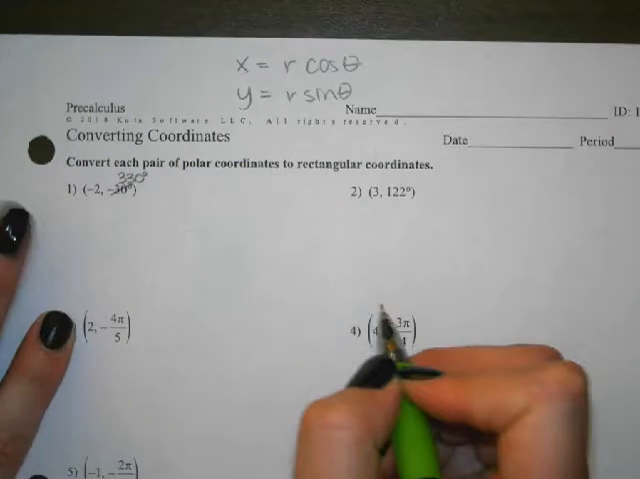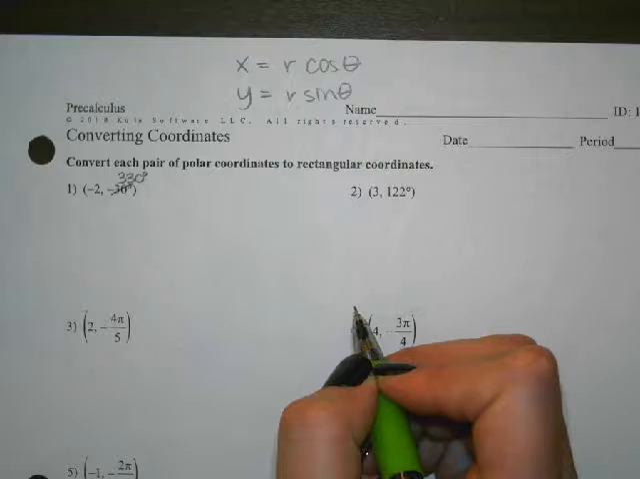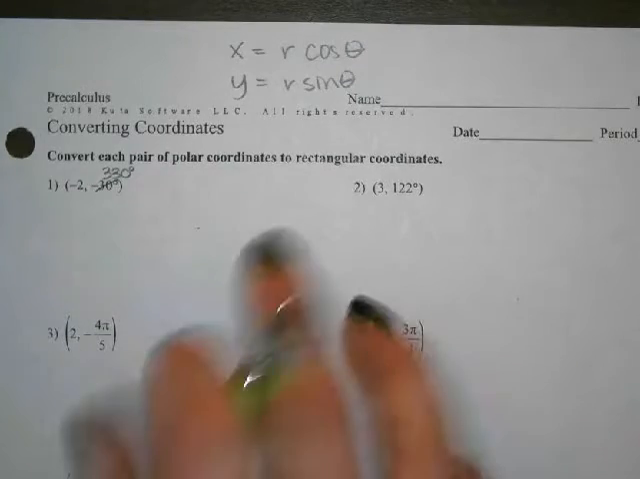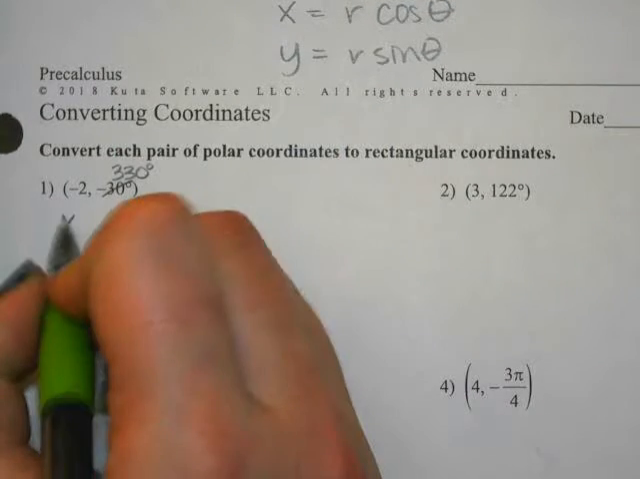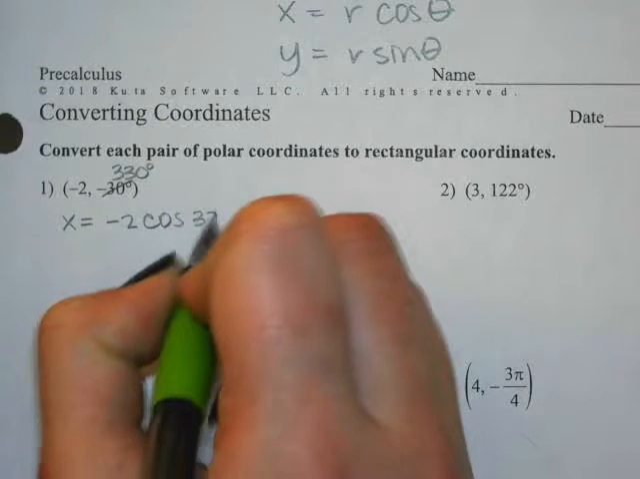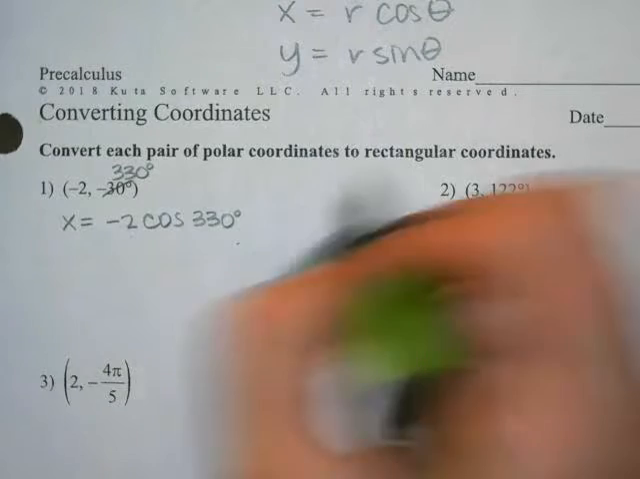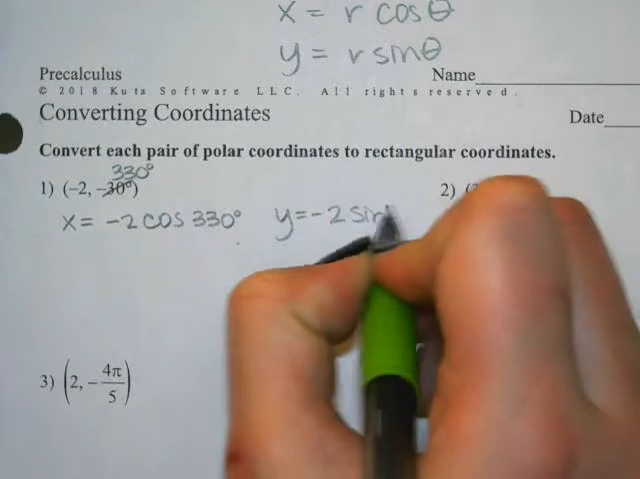Now, if the angle is ever something on the unit circle, then you're going to use the unit circle to simplify it. Does that make sense? If the angle's on the unit circle, you're going to use the unit circle to simplify it. So my x coordinate is -2 times cos of 330 degrees. My y coordinate is -2 times sine of 330 degrees.